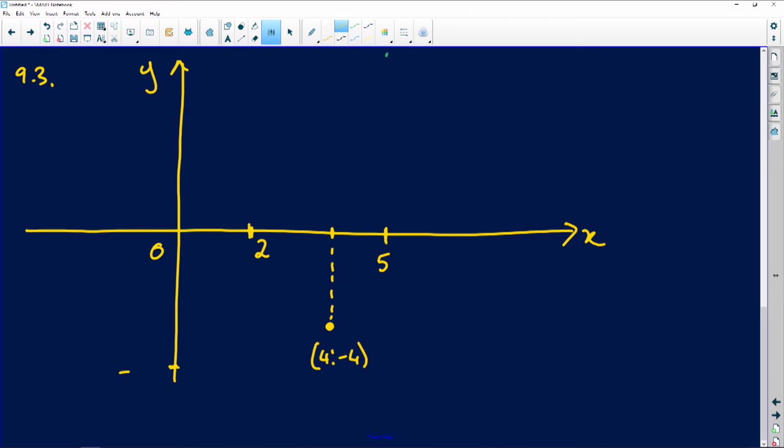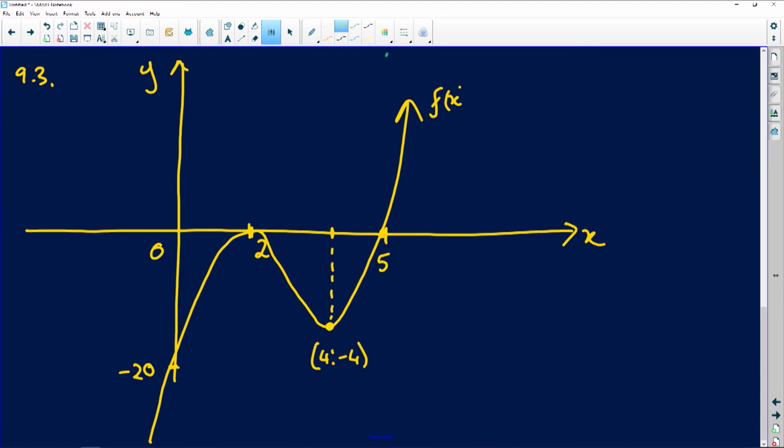I'm just going to put minus 20 down there. So here comes the function. It turns, it comes down, it turns again, and then it heads for the root at 5. And that is the graph of the function that I've been asked to sketch. Okay, so there can be a lot of questions they can ask you now. They can ask you for points of inflection.